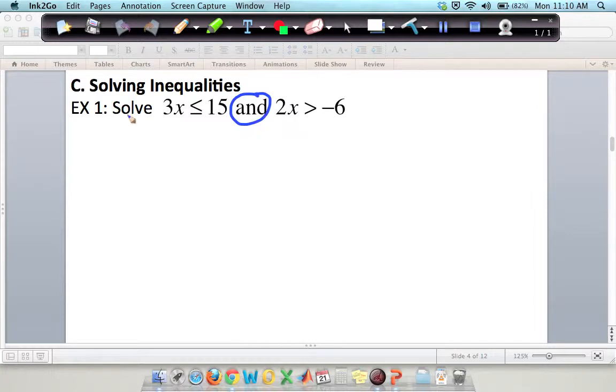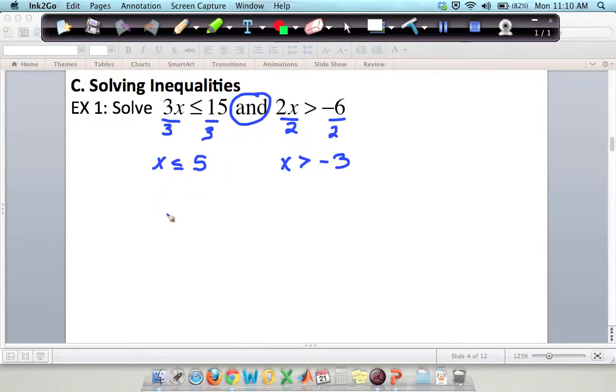Let's go ahead and solve these inequalities first. So just solve like an equal sign. In this case, I'll divide both sides by 3, and I get x is less than or equal to 5. On this side, we divide both sides by 2, and you get x is greater than negative 3. So these can be much more complicated to solve. Just use the same steps as you would for an equation to solve the inequality.